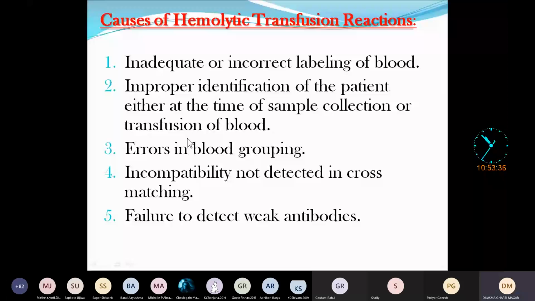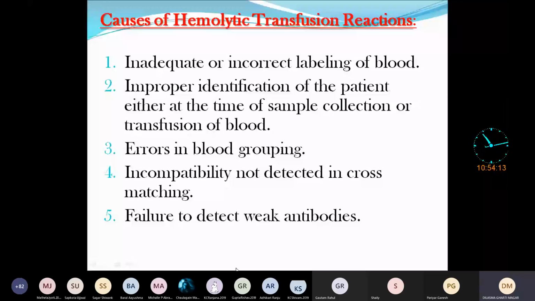So it may be because of the hemolytic transfusion reaction and errors in the blood grouping. So I already told you there can be errors in the blood grouping, if A blood group is written as B blood group. And incompatibility not detected in the cross matching means, sometimes there may be minor clotting, and if a person sees with the naked eye and doesn't check under the microscope, that time there will be incompatibility which is not detected during the cross matching. So that time also this hemolytic transfusion reaction can occur, and failure to detect the weak antibodies also.